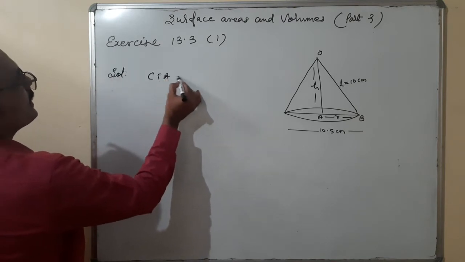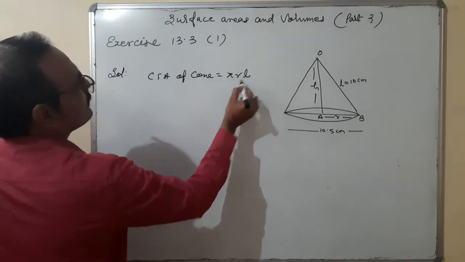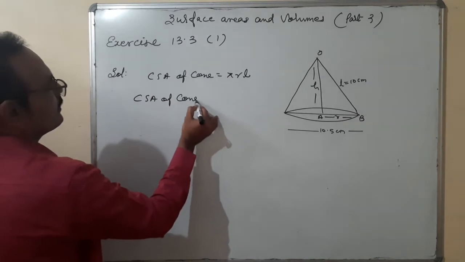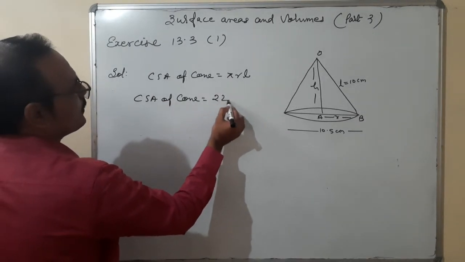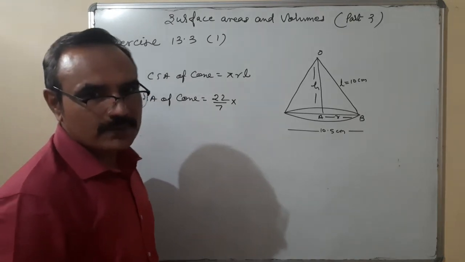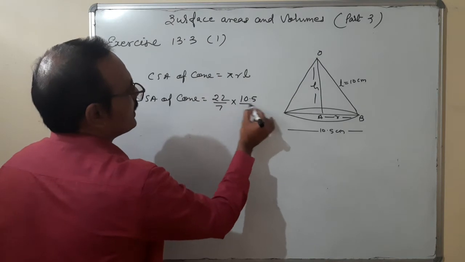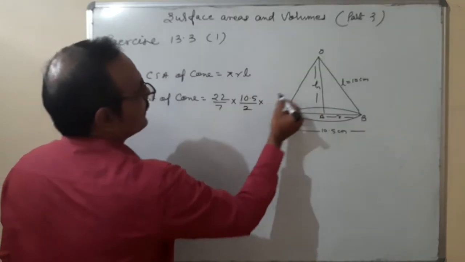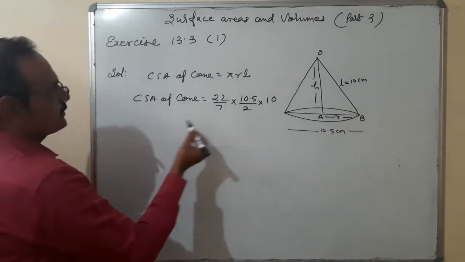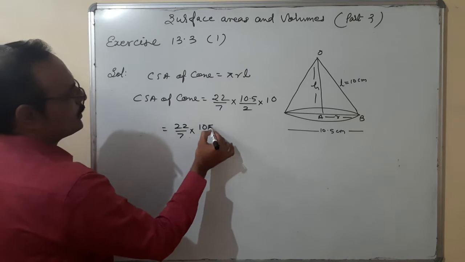Curved surface area of cone is equal to pi r L. CSA of cone is equal to pi, 22/7. Radius of the cone is just half of the diameter. Diameter is 10.5, so 10.5 divided by 2, and slant height is given 10. All the units are given in centimeter. 22/7 into 10.5.